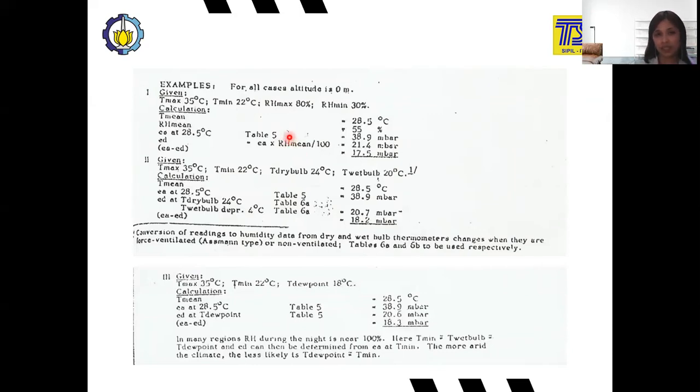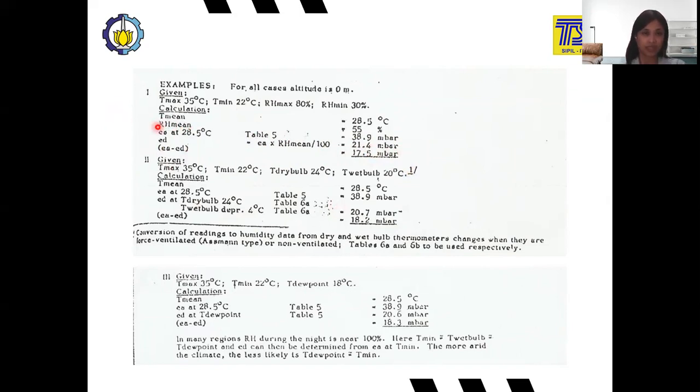So we can calculate it using the relative humidity. So the mean relative humidity divided by 100, multiplied with the saturated vapor pressure. And then we got this number. Then after that, we can calculate the differences between those two vapor pressure. Then we got here 17.5 mbar. That's for the first method.